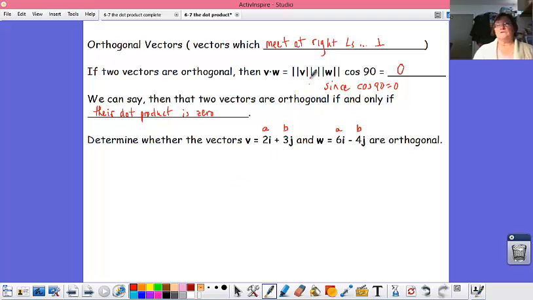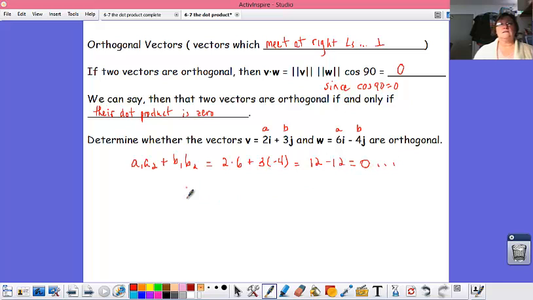We do not have to go fancy and find their magnitudes because we don't know what the angle is. So this new formula won't help us, but the old one will, the one that's easier to use. And that is A1, A2 plus B1, B2 is their dot product. In this case, that would be 2 times 6 plus 3 times negative 4, and that would give us 12 plus negative 12, which is 0.